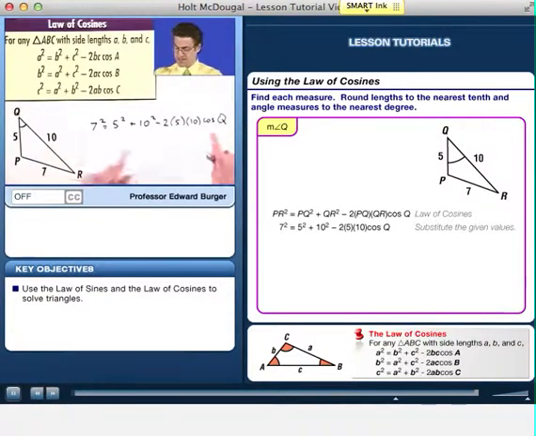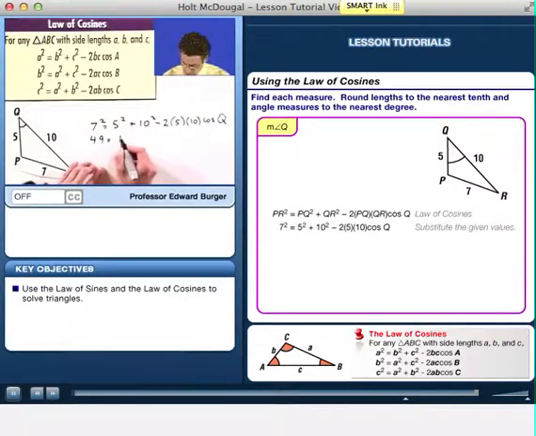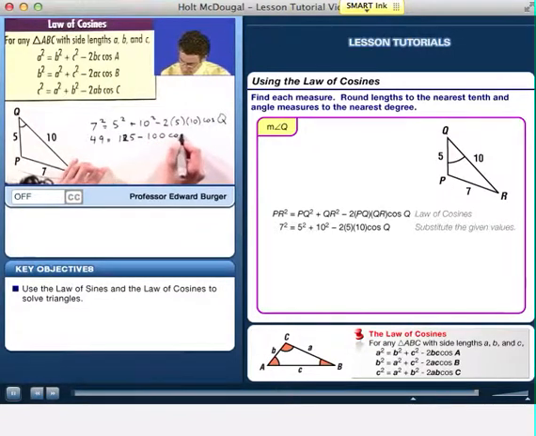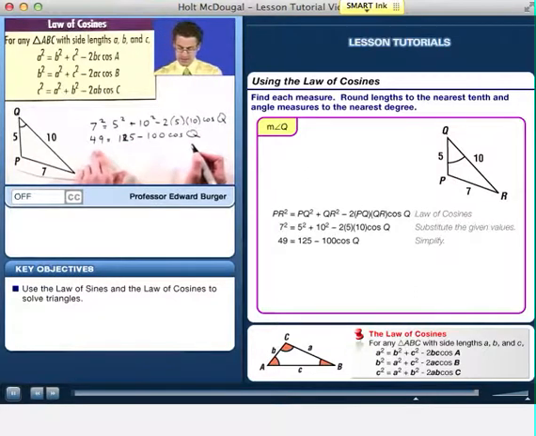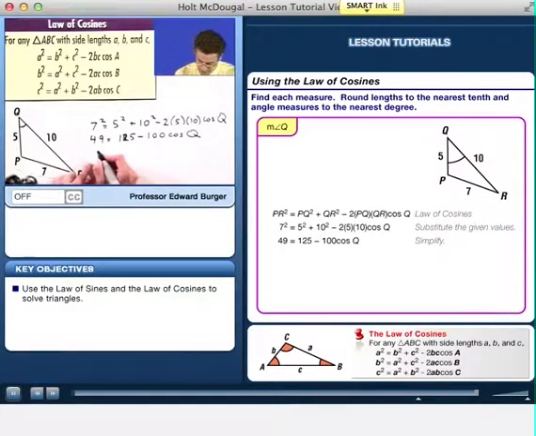And you see why I like that? Because I got Q in the picture. I have a relationship that links Q to all these constant numbers. I can now actually solve for Q. So let's do that. I see 49 equals 125 minus, and this is 100, cosine Q. And so if I subtract 125 from both sides, I see negative 76 equals negative 100 cosine Q.